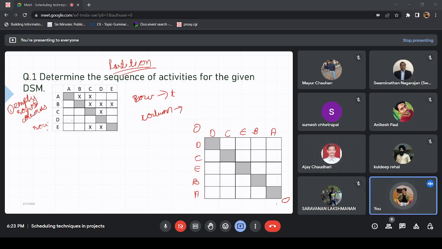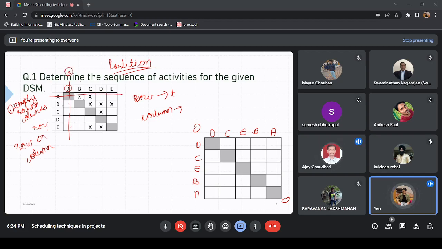Okay, I'll repeat it. If you look at A here, this is the column for A, right? So this is an empty column. You don't need to check for both conditions. It is row or column. So you determine that A has empty column. So that goes to the last. We have 1, 2, 3, 4, 5. So that becomes your 5.